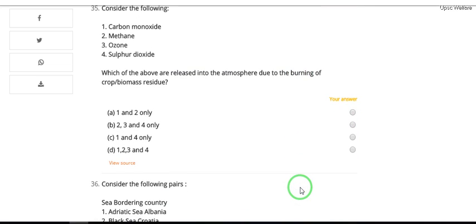Now question number 35, see: carbon monoxide, methane, ozone, sulfur.